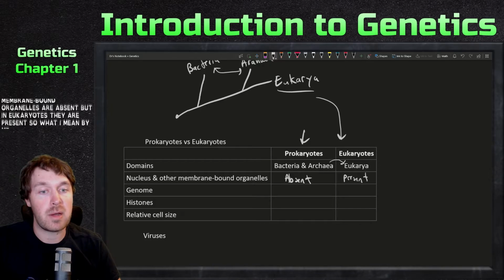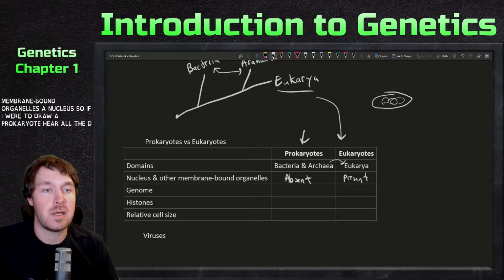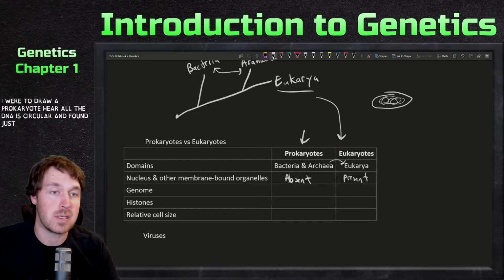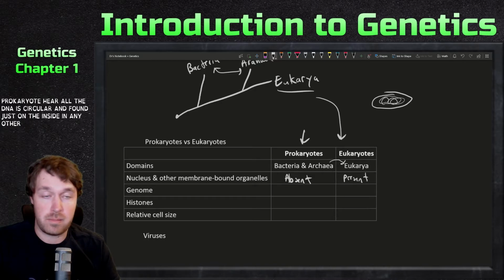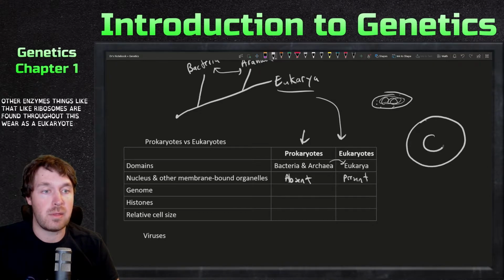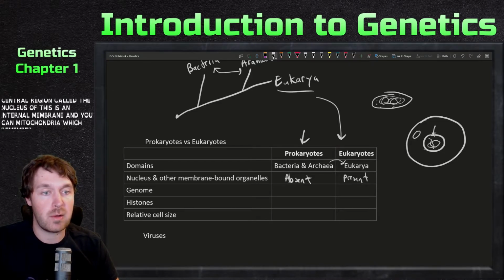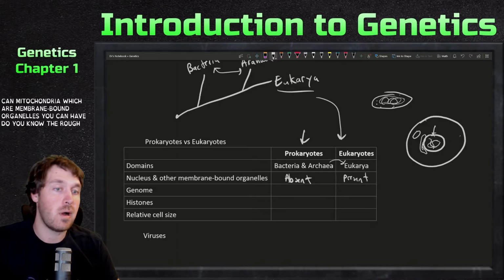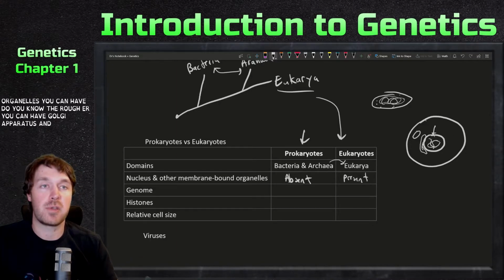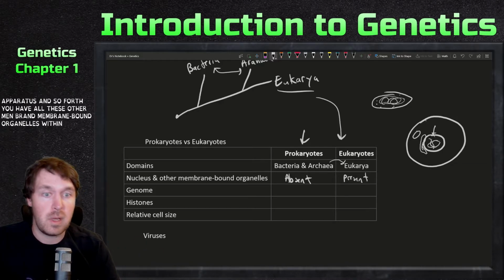So what do I mean by membrane-bound organelles? A nucleus. If I were to draw a prokaryote here, all the DNA is circular and found just on the inside, and any other enzymes and things like ribosomes are found throughout. Whereas a eukaryote usually has DNA in a central region called the nucleus, which is an internal membrane. Then you can have mitochondria, which are membrane-bound organelles, the rough ER, Golgi apparatus, and so forth. You have all these other membrane-bound organelles within a eukaryote.